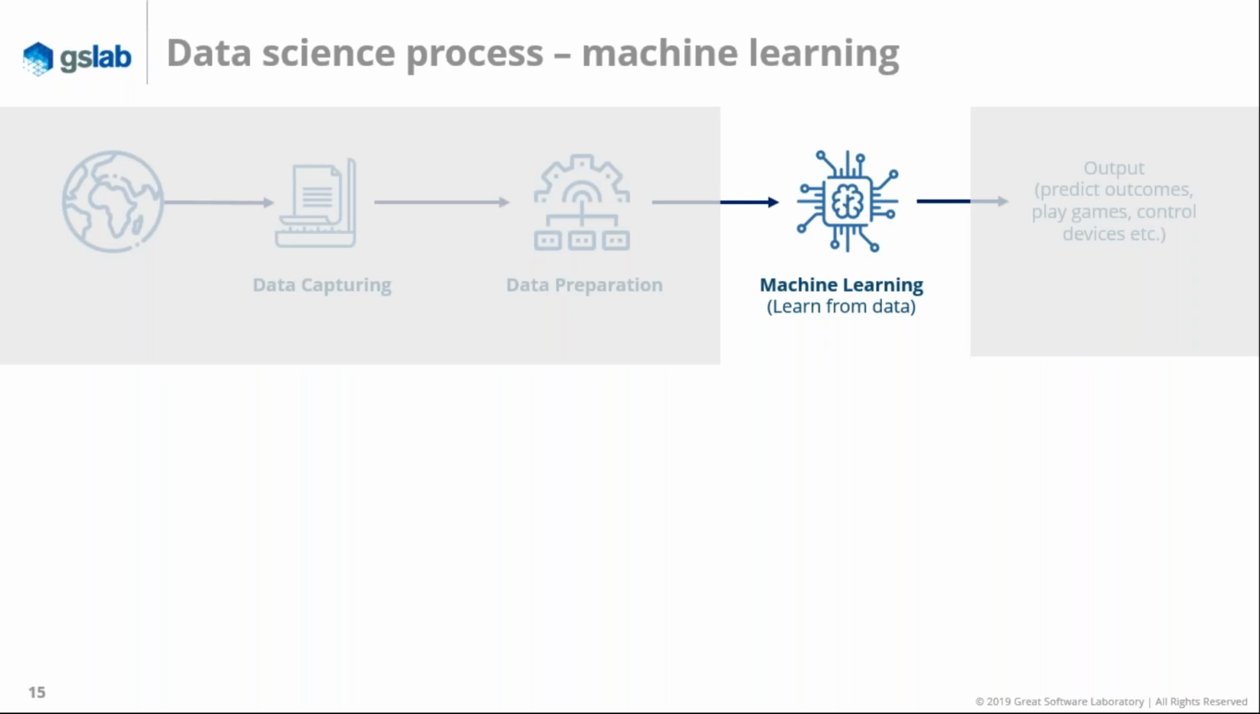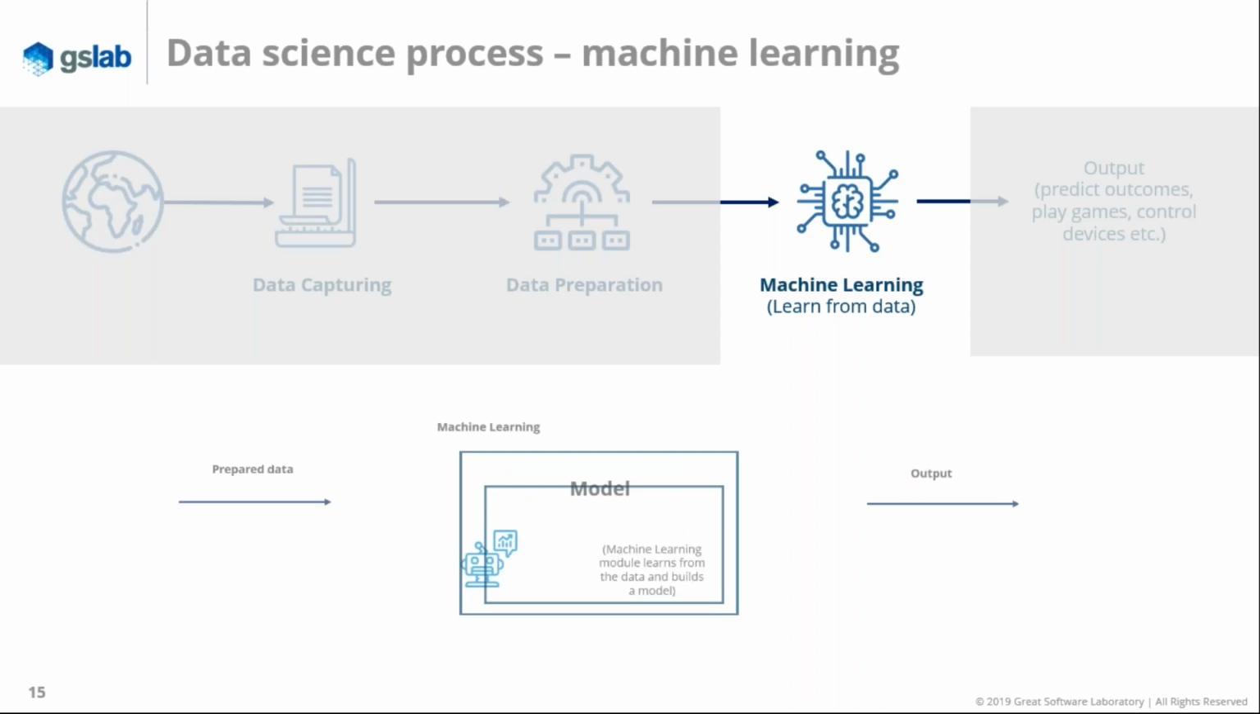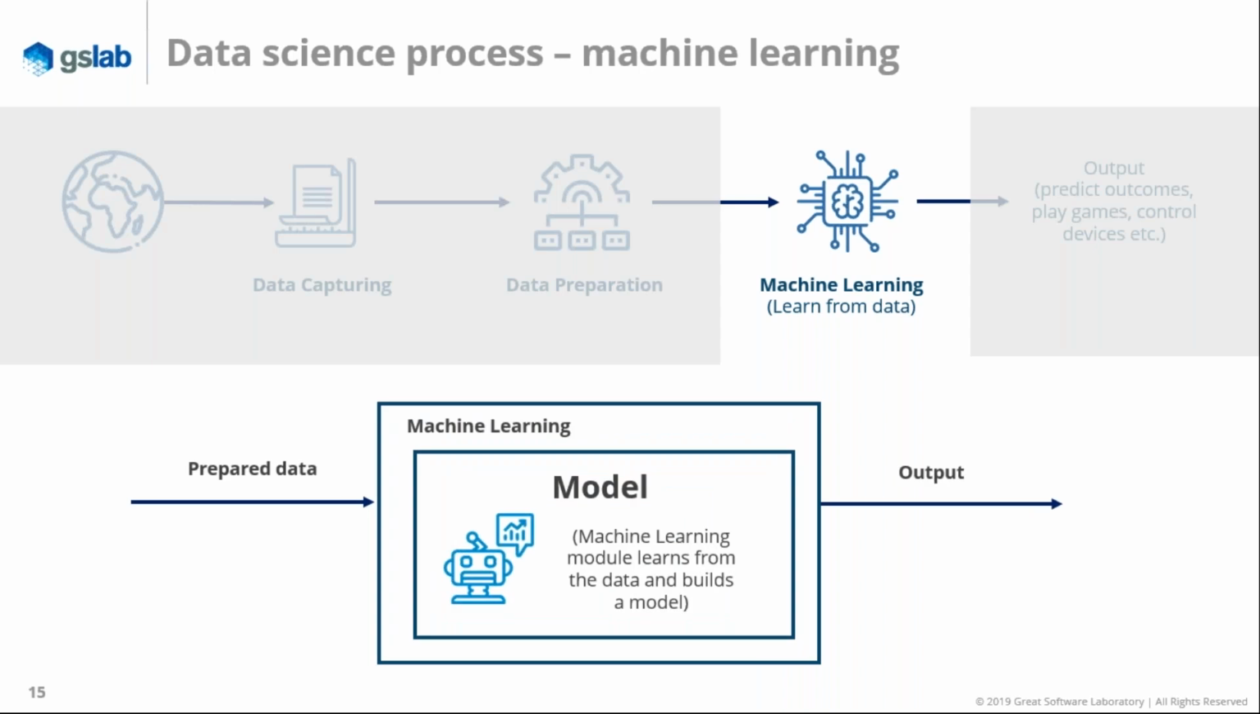Let's look at these in detail one by one. We'll start from the reverse, from the last step of machine learning, because that is at the heart of this entire data science process. The bottom half of the slide shows the details of that machine learning step. So you can see the machine learning step receives the prepared data from the data preparation step and it produces the output. Now what it internally does is, this machine learning step learns from the data and builds a model.